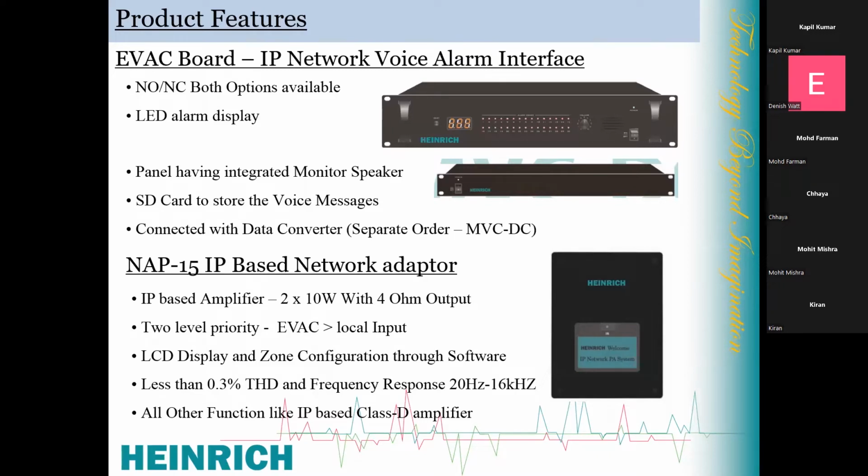NEF-15 IP-based network adapter. This is a two-way communication device with an inbuilt 20 watt amplifier. If you want to have two-way communication from any location, you can install these devices and connect an external speaker of up to 10 or 20 watt. If you want to make an announcement in that area, you can announce on that speaker. And if you want two-way communication, then through this module, you can have it from there, from the central location.